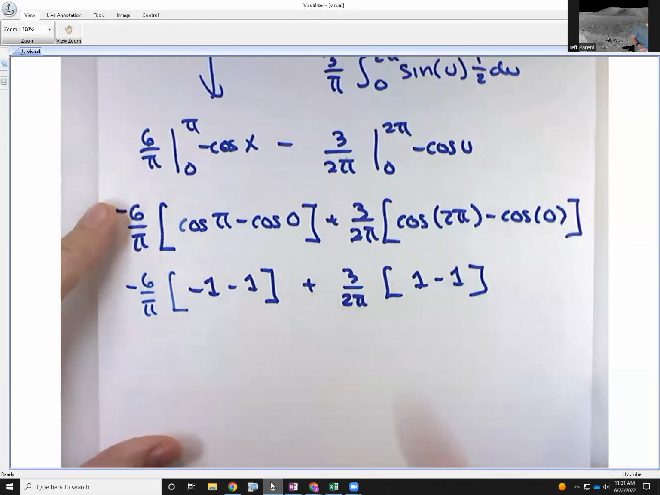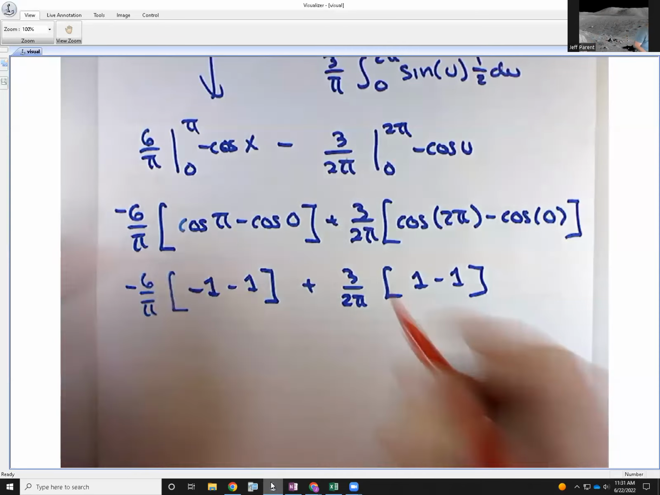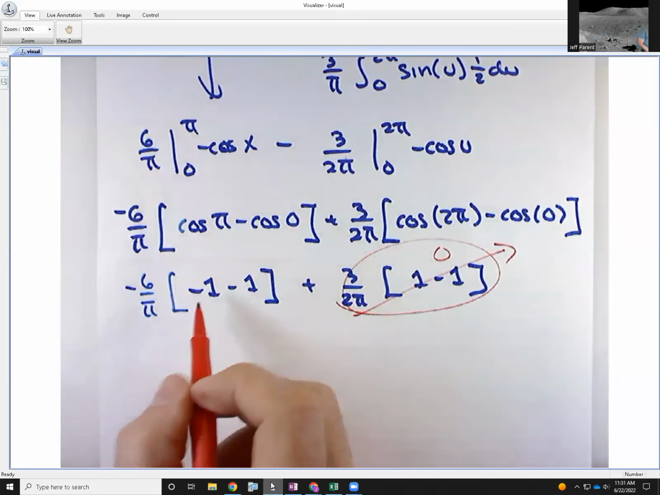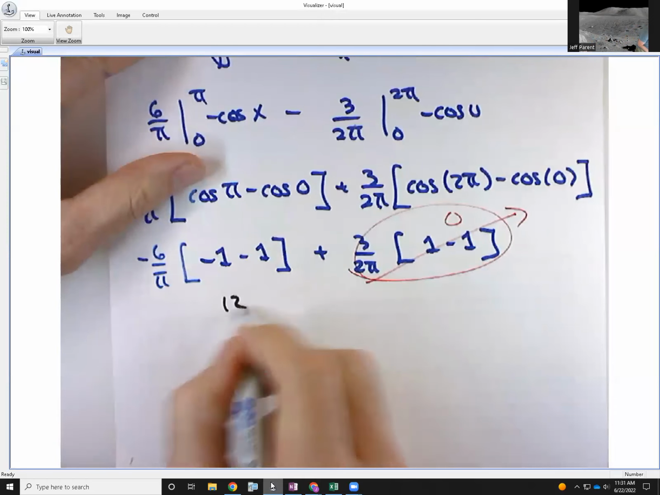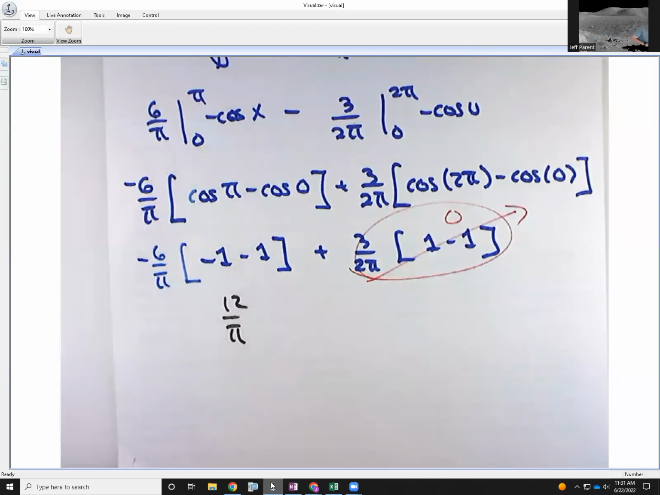What happens to this second term here? It zeroes out. Yeah, it zeroes out. Nicely said. That's 0. And over here, I get negative 2 times negative 6. That's going to be positive 12. So positive 12 over pi is your answer. So that's going to be your average. I'm guessing that's a little bit less than 4.